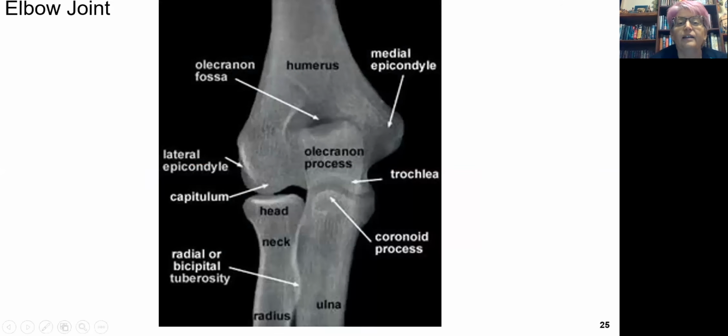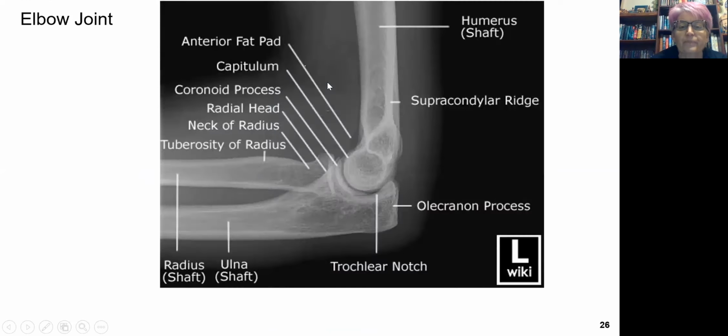All right, that's an X-ray. So we can see how all of that fits together. And this is a lateral X-ray. So again, you can see how this coronoid process fits into that trochlea, and the olecranon process fits in there, the trochlear notch there in the middle of the trochlea, okay?